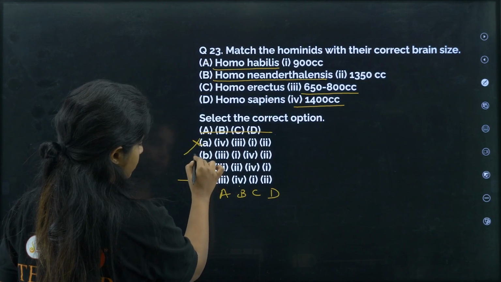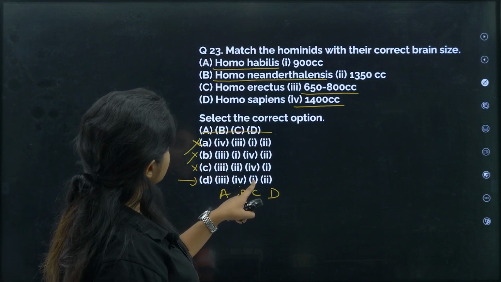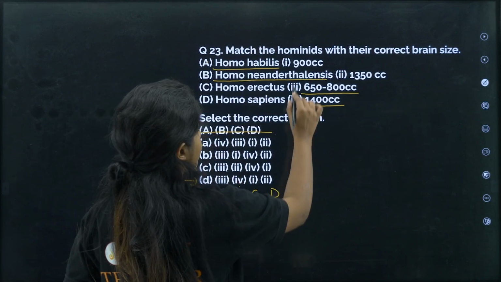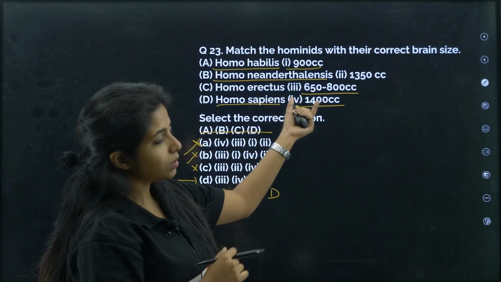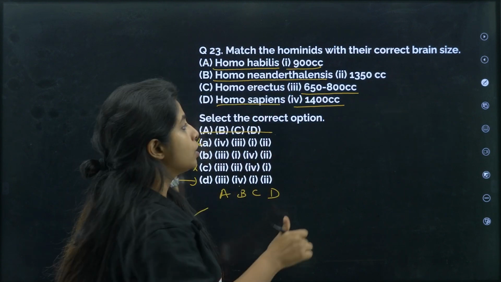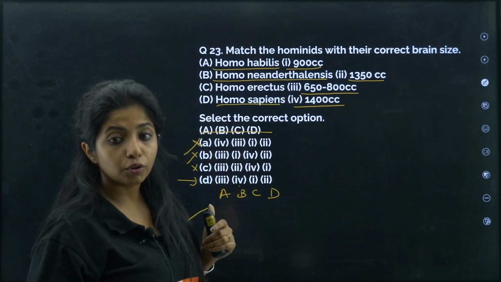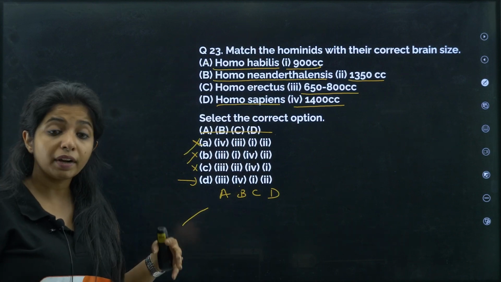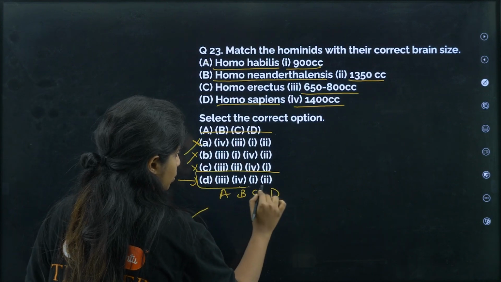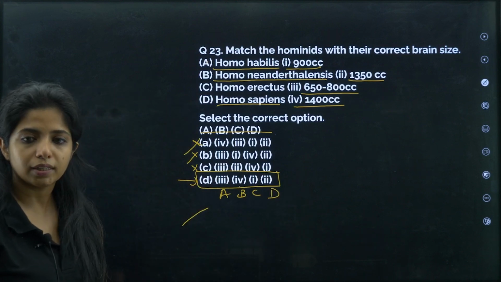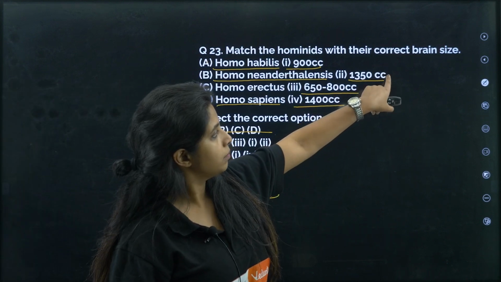Let's see the other options. Now C should be with 1. Homo erectus is with 900, this is also correct. Homo sapiens, it is not given in your book, but it was actually slightly less than Neanderthalensis, so 1350. So you might be thinking, if they are the recent ones, then why do they have smaller? But yeah, that's how it worked. Okay, so this becomes your answer. It is not given in your NCERT.